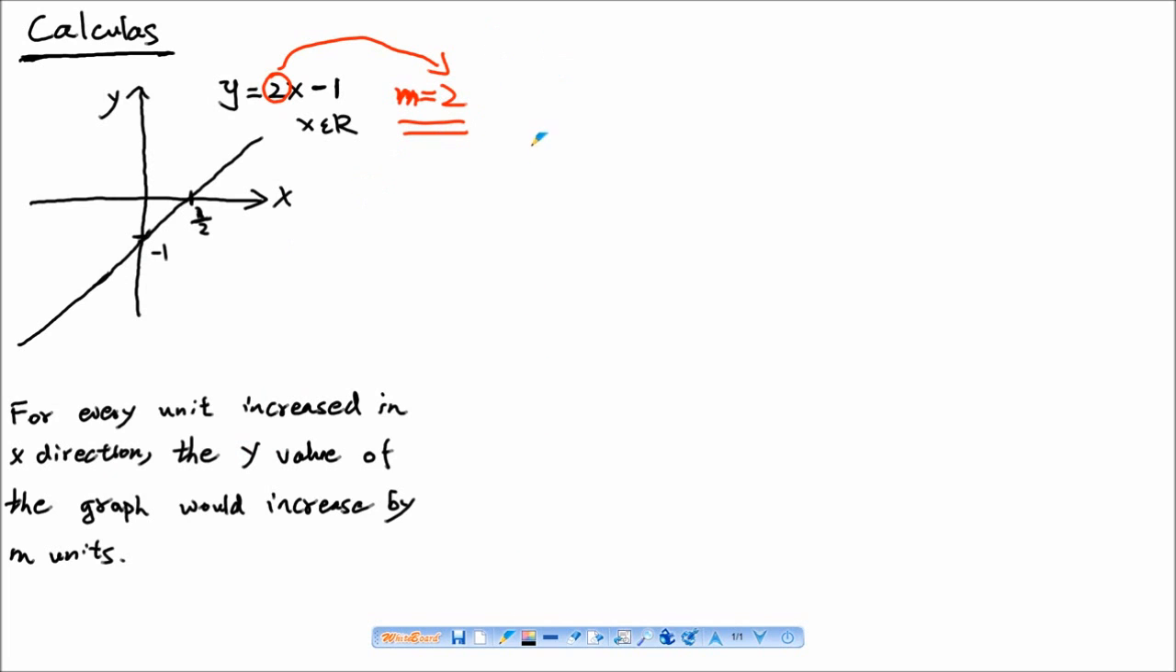For instance, in this graph, when x equals to 0, y is equals to minus 1. And we substitute it in, find y is minus 1. And because the gradient of the graph is 2, it means if x increased 1 unit, the y value would increase 2 units. So minus 1 increased by 2, then the y value will be 1. Okay, we can substitute x equal to 1 to this equation to check whether the statement is true, and it is true. Because when x equals to 1, I have 2 times 1 minus 1 will be 1.